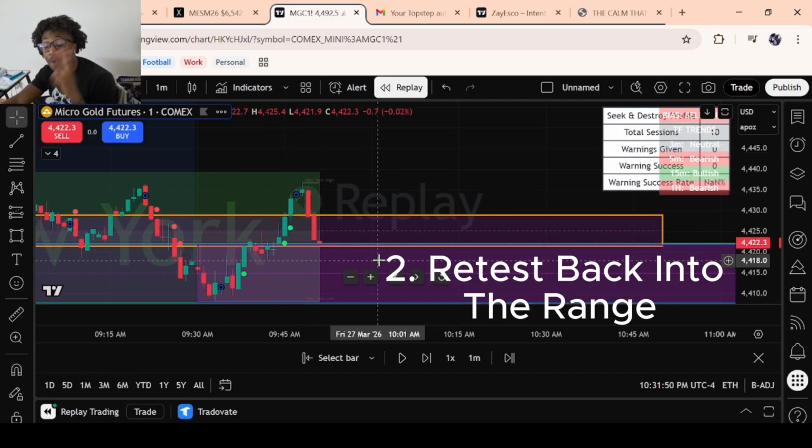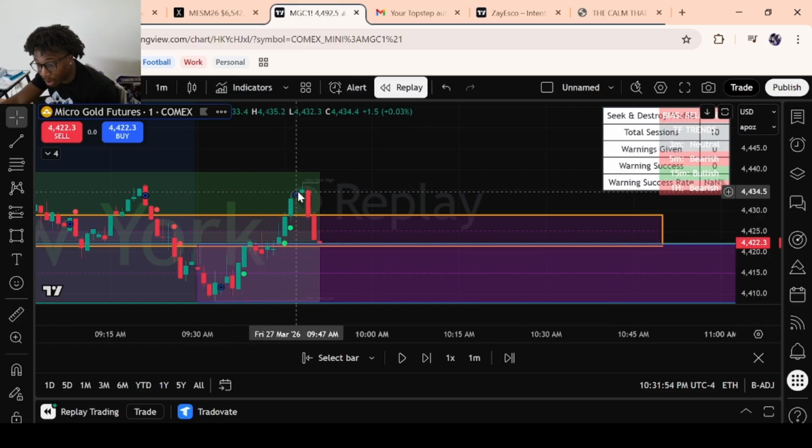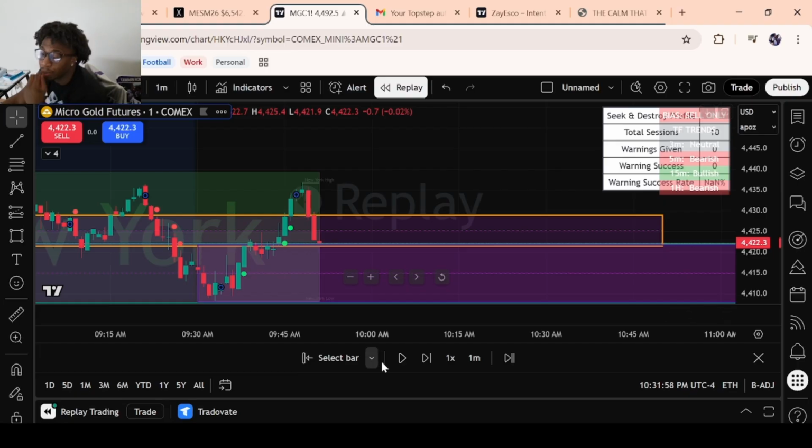Step two, we wait for a retest. This is my retest right here. So step one, it broke the range right here. Step two, we wait on the retest. Boom. Step three, now we wait on a rejection.